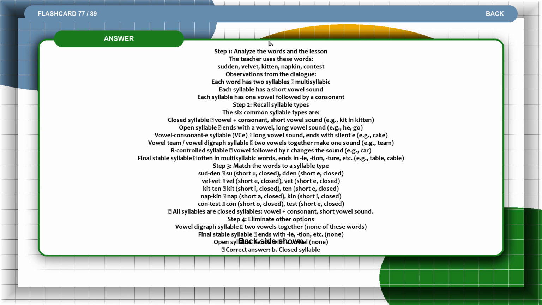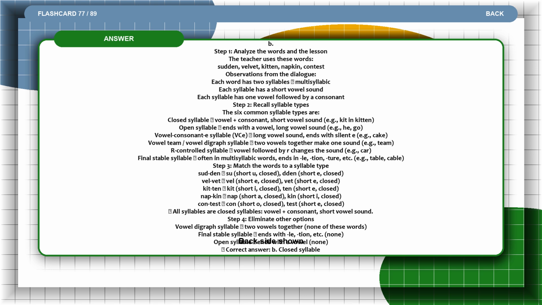The 6 common syllable types are closed syllable, vowel plus consonant, short vowel sound, for example kitten. Open syllable, ends with a vowel, long vowel sound, for example he, go. Vowel consonant E syllable, VCE, long vowel sound ends with silent E, for example cake. Vowel team / vowel digraph syllable, 2 vowels together make 1 sound, for example team. R-controlled syllable, vowel followed by R changes the sound, for example car. Final stable syllable, often in multisyllabic words, ends in -ble, -tion, -tor, etc., for example table, cable.